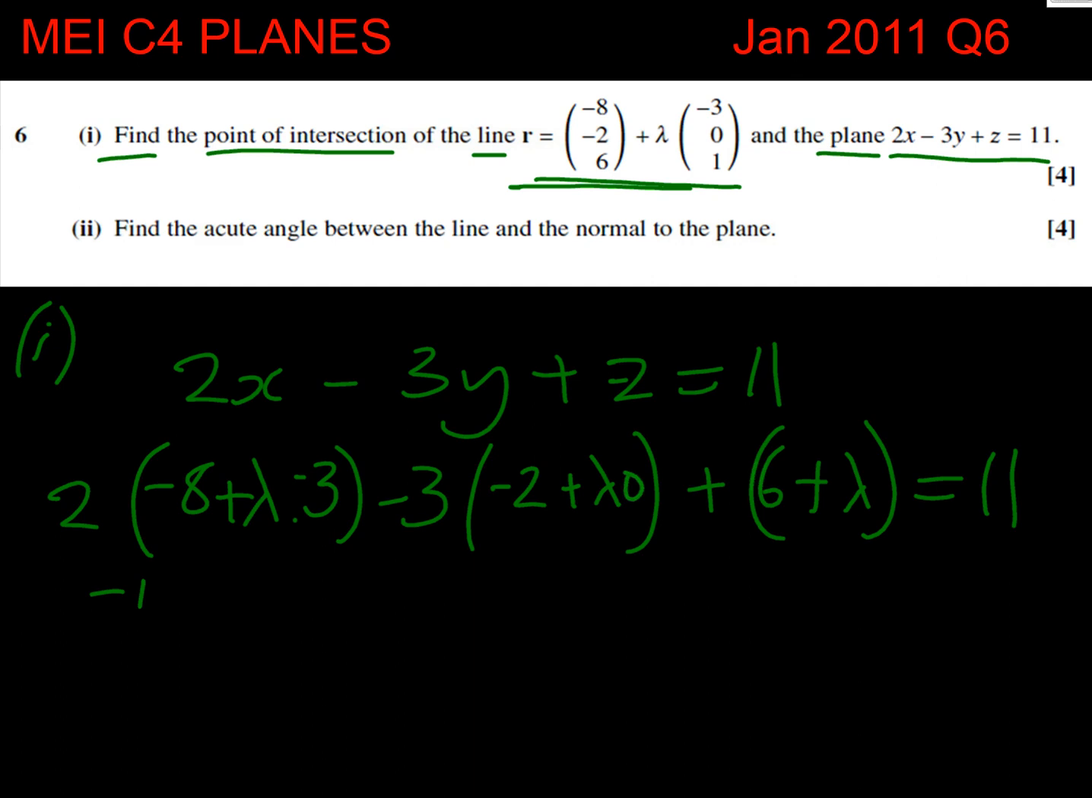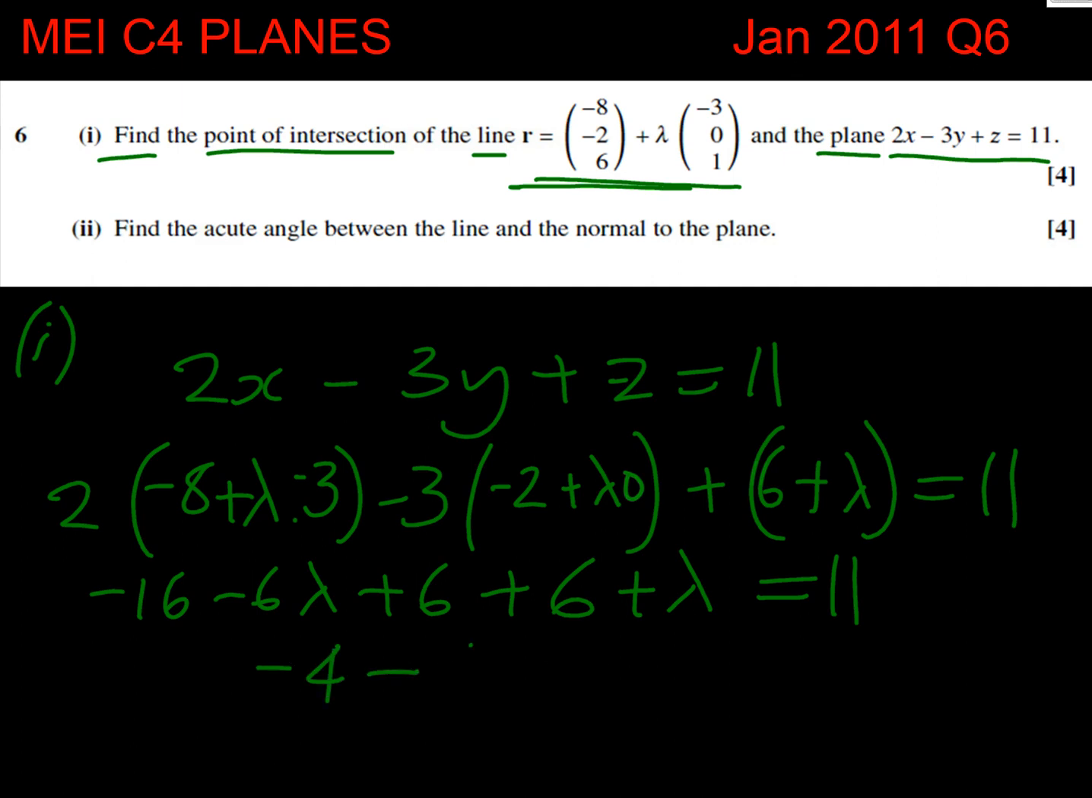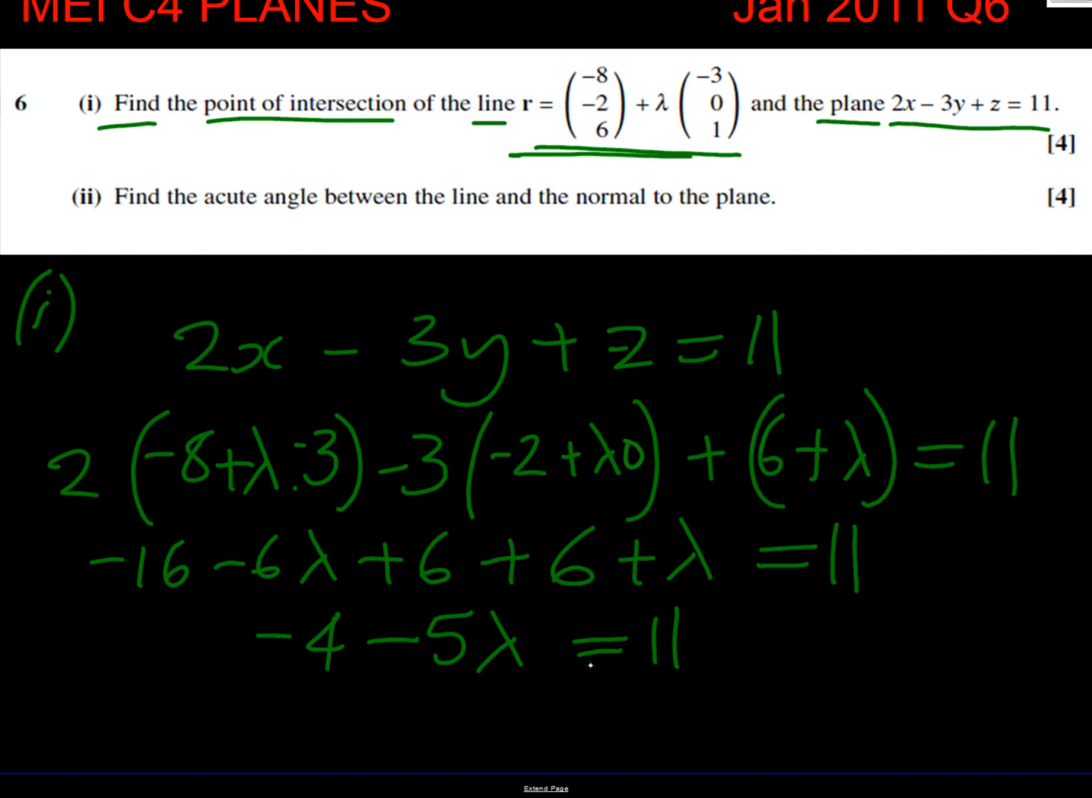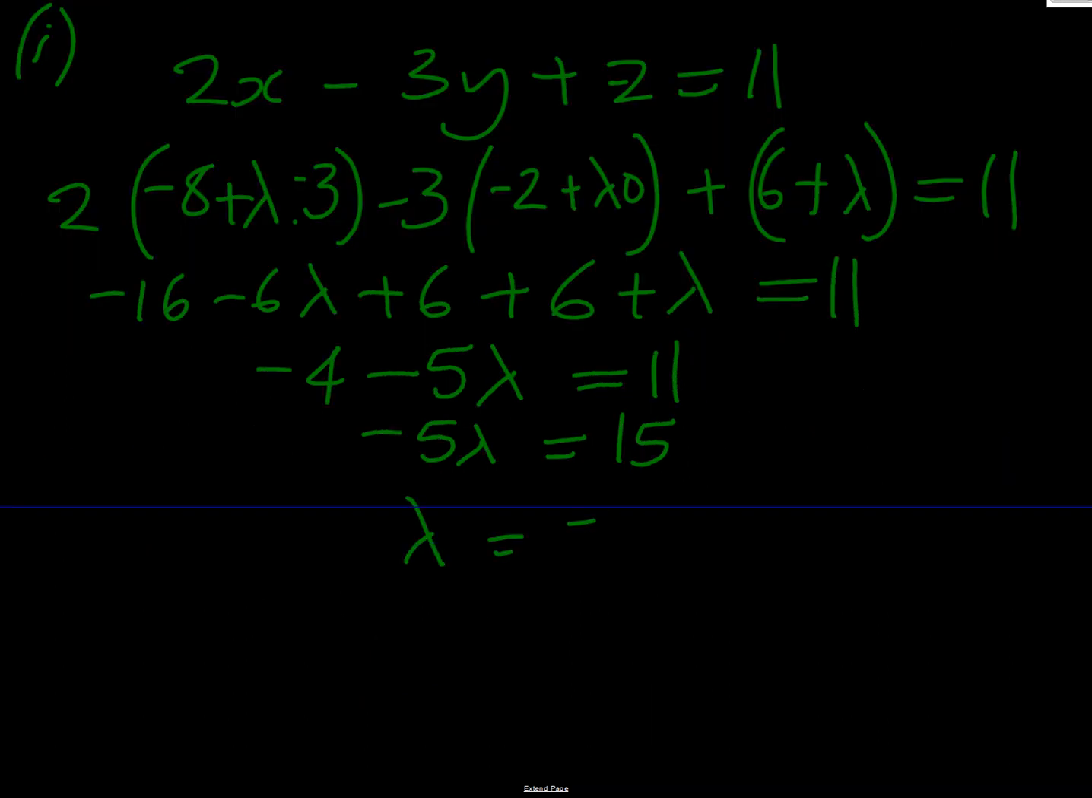So let's do some tidying up. I've got minus 16 minus 6 lambda plus 6 plus 6 plus lambda equals 11. Let me collect up all my unit terms here. I've got a minus 16, I've got a plus 12, so that's a minus 4. And here I've got a minus 5 lambda, with that minus 6 lambda there. I've got an 11 on this side. Good, so where are we going next? So here I've got minus 5 lambda equals 15. So therefore lambda equals minus 3.